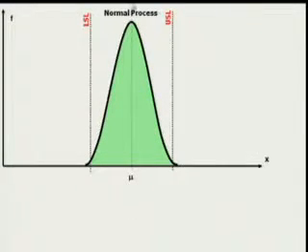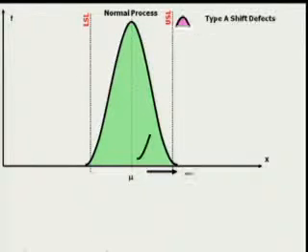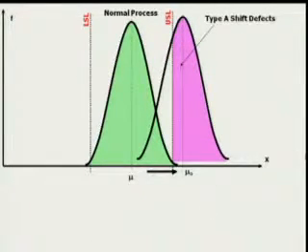Let's take another look at this. Here is the process, here is the upper and lower spec limits. If the process shifts to the right, then now you see all this area here, the shaded area to the right, is the area that's outside the upper spec limits. All of this will be rejected, or all of this will result in customer dissatisfaction.